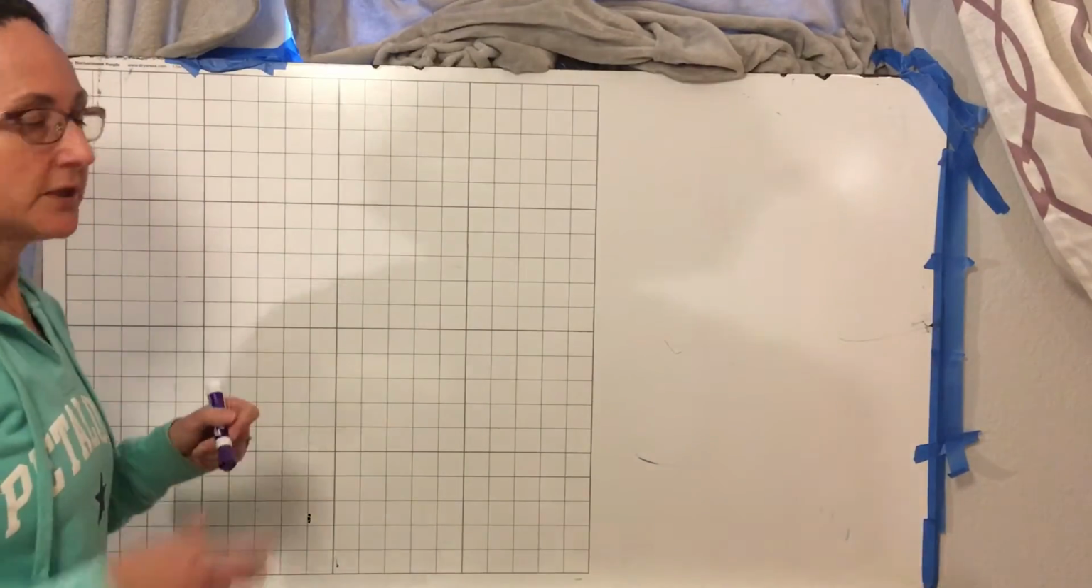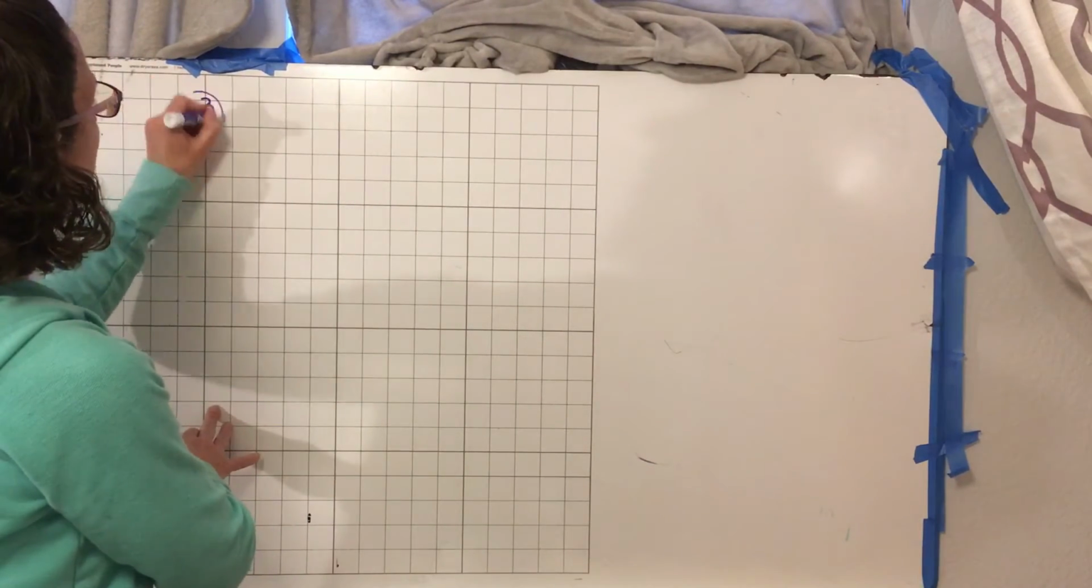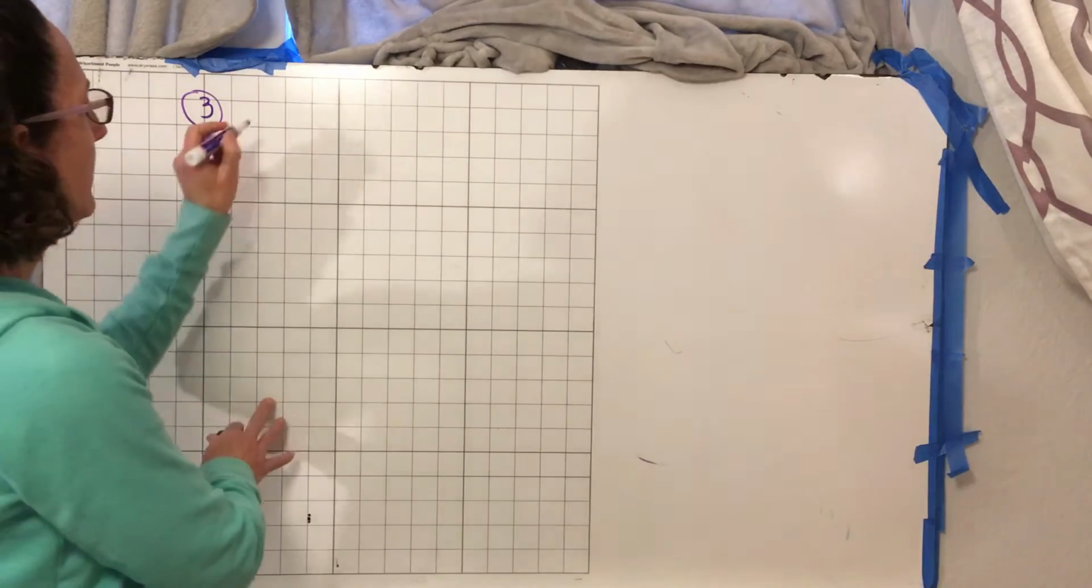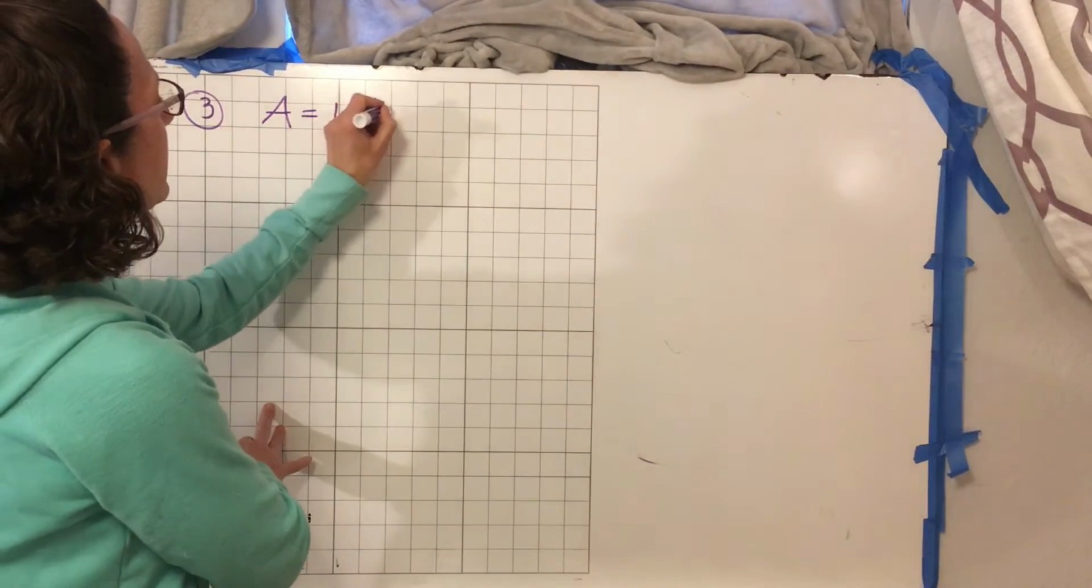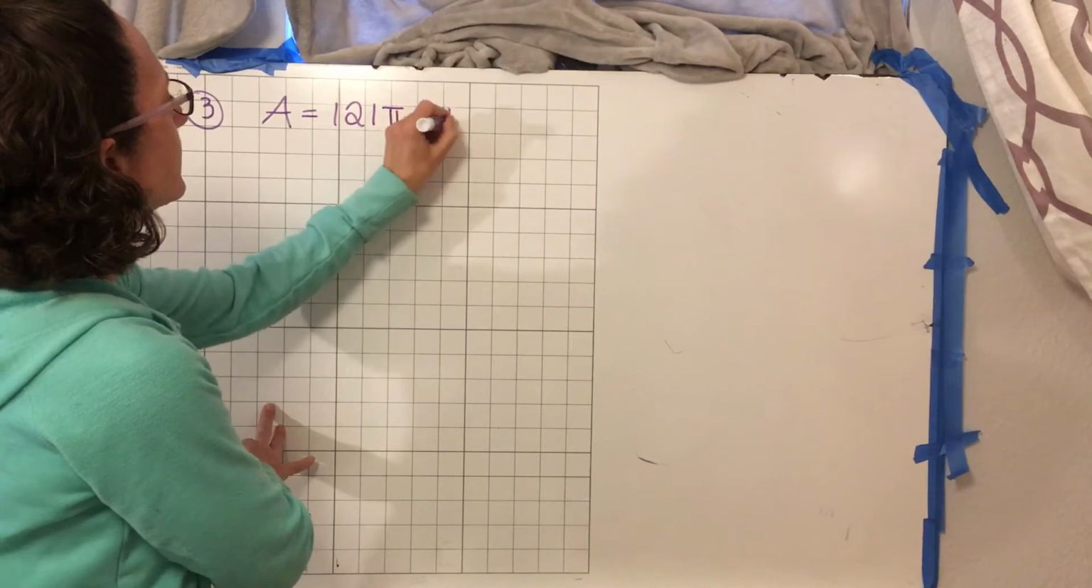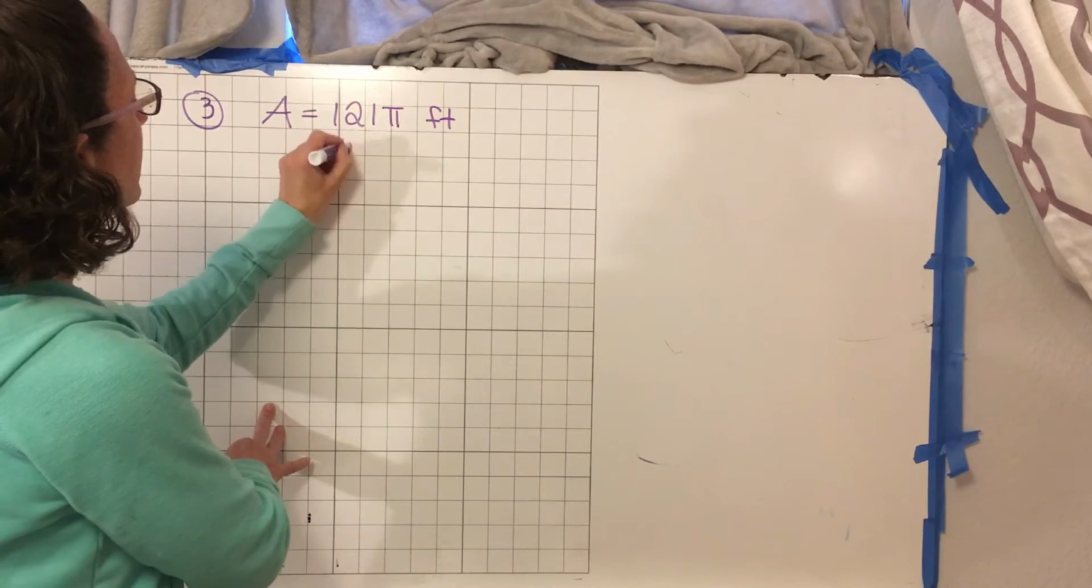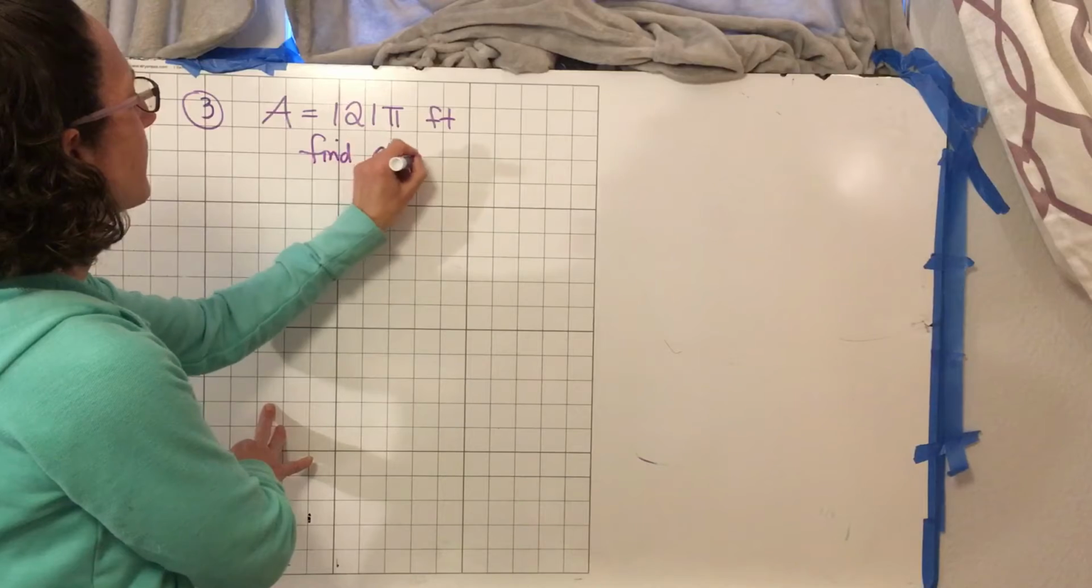I want you guys to try this one on your own. Pause the video and then see if you got it right. So the area of my circle is 121 pi feet squared. I want you guys to find the circumference.